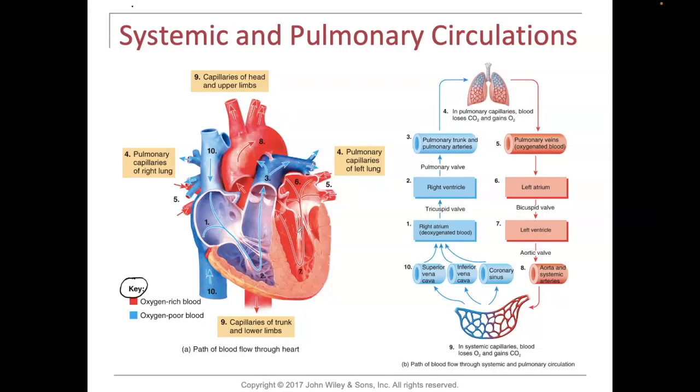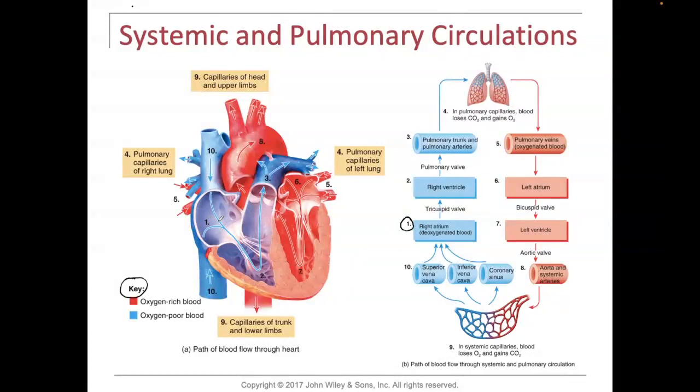Now, you'll also see a bunch of numbers here on the left-hand side, and off here to the right-hand side, we will see the names of the chambers and the names of the important valves, and we'll be able to follow this path along with what we have here. So, number one is the right atrium. We're always going to start with the right atrium.